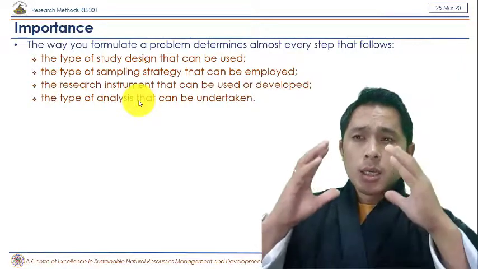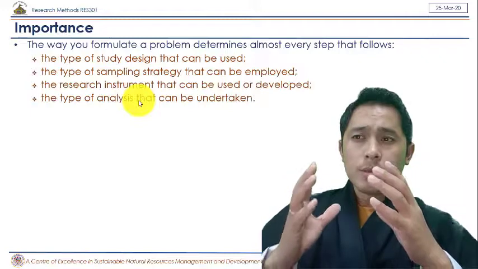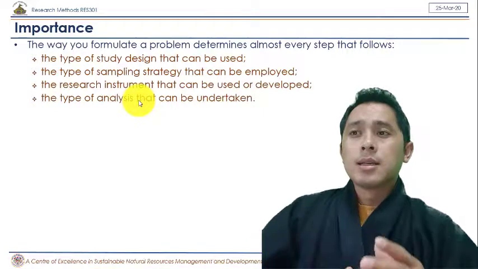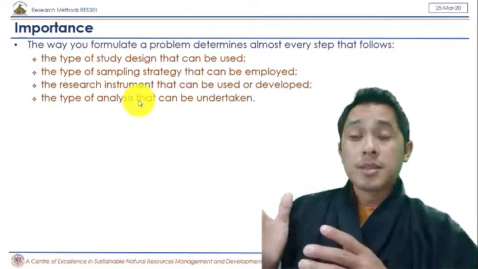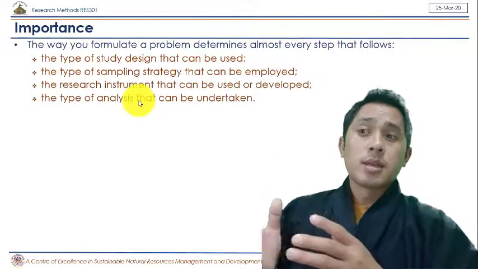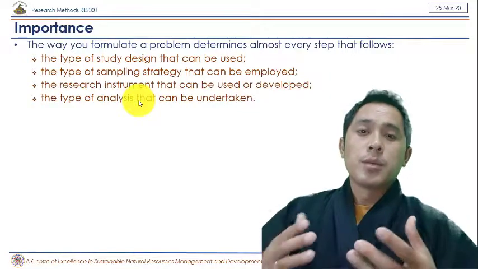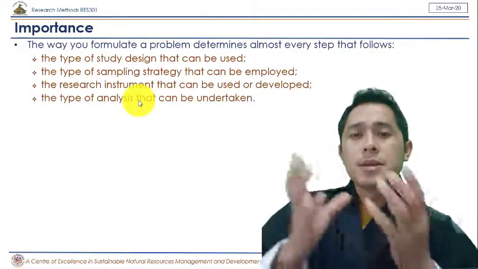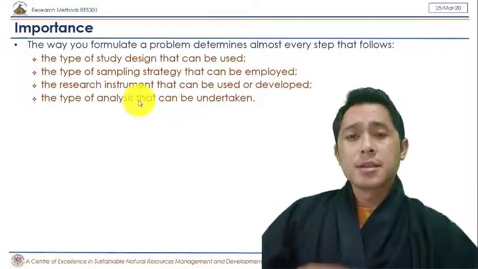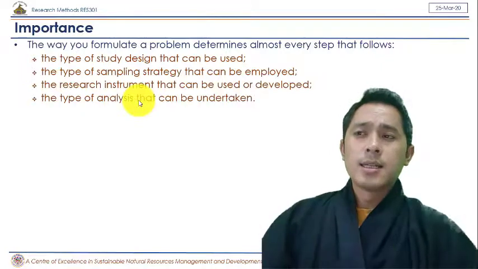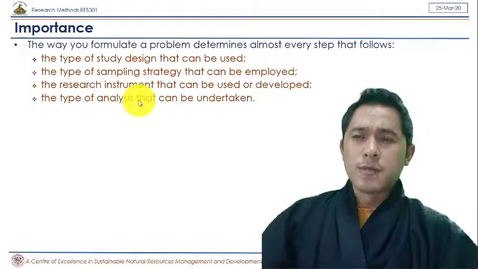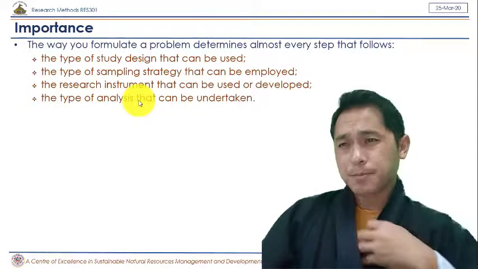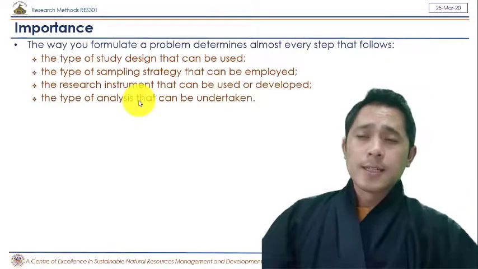So a very clear research problem, like diversity and distribution of lichens in the altitudinal gradients in Wangdipuram district, lets us know that we have to use a specific kind of design, a specific kind of data collection method, data collection instrument, sampling design, and data analysis. So it's very important for us to have a very clear problem statement, a research problem stated.